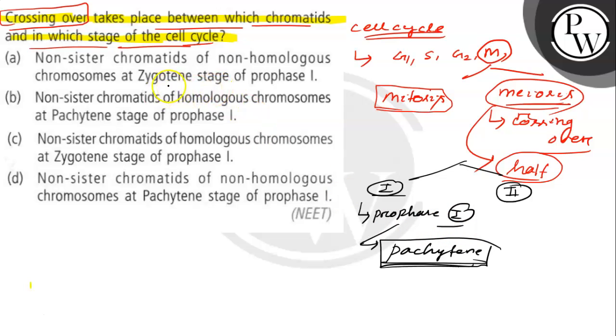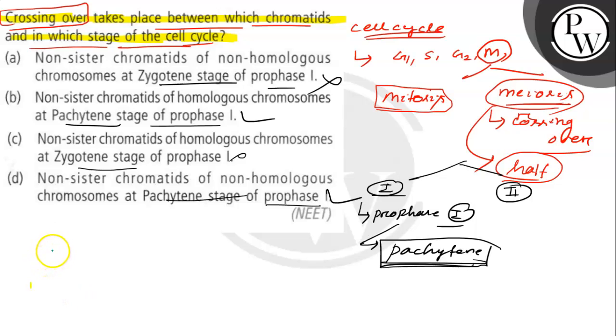So first of all, this is the Zygotene stage of prophase 1. So this one is wrong. As I discussed, this is the Pachytene stage of prophase 1, this one is correct. Then Zygotene, this is wrong. Then Pachytene stage of prophase 1, this is correct. But in which chromatid?